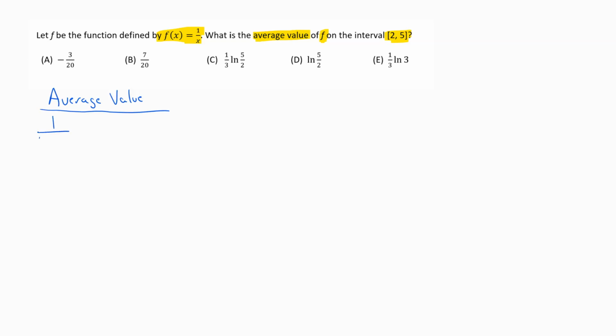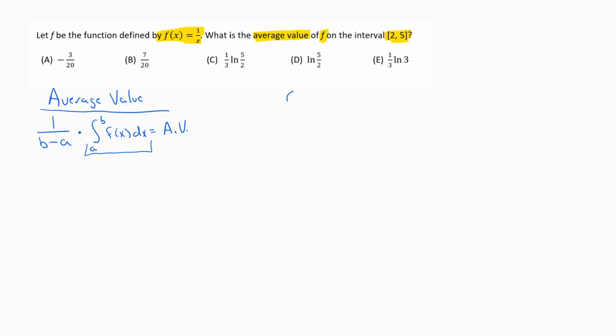The average value formula says 1 over b minus a times the integral from a to b of f of x dx. That's going to equal our average value. So we just need to set up this integral formula and then perform that integral operation, and we're done. To start off with on these, I always start with the integral part here just because then it's easy for me to see what my a and my b are.